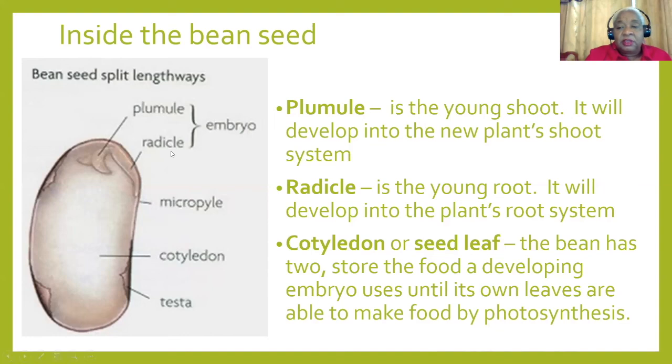The plumule, or the young shoot, is going to develop into the plant shoot system. This is the plumule here, your radicle, the young root, and your cotyledon. Bean has two, which store food for the developing embryo, and it uses this food until its own leaves are able to make food by photosynthesis. So when we talk about germination, once this plumule has erupted through the soil and starts to form green leaves, they can make their own food, and it no longer relies on the stored food from the cotyledon.